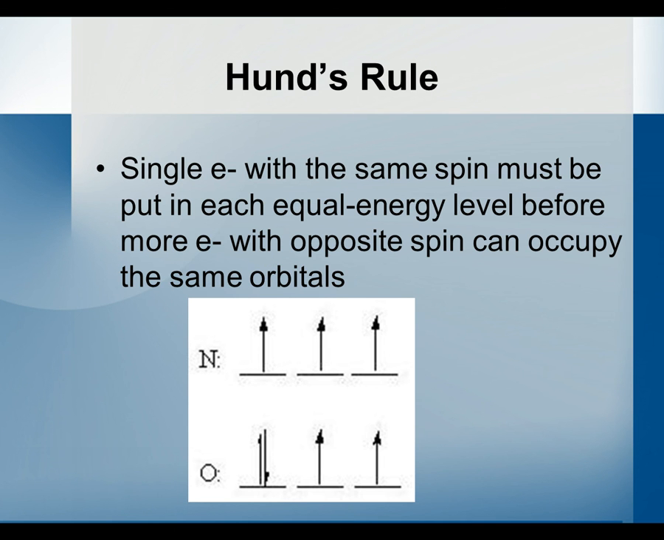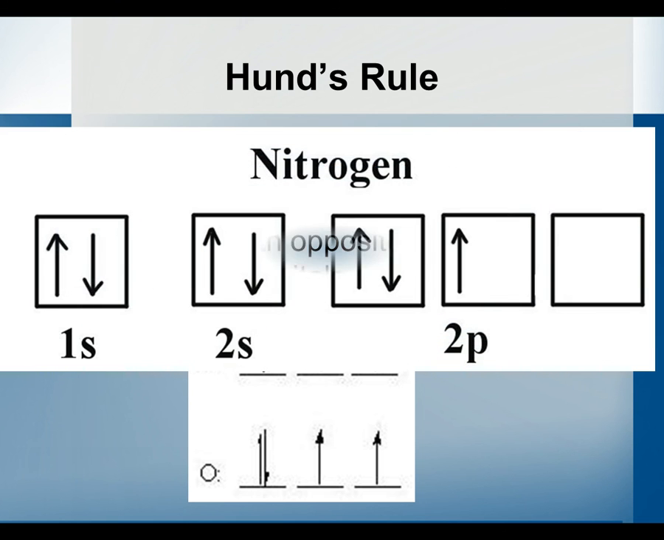So Hund's rule is a single electron with the same spin must be put in each orbital before electrons with the opposite spin can join them. So here would be an example of breaking Hund's rule. Okay, so when we get to the 2p, if we have 3 electrons, we have to put 1, 2, 3, 1 in each box first before we start pairing them up.